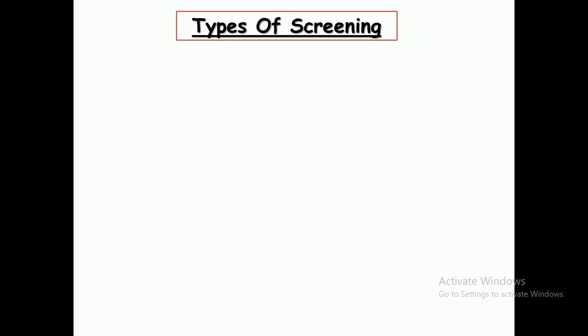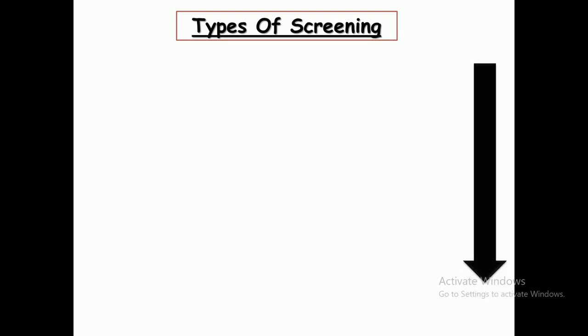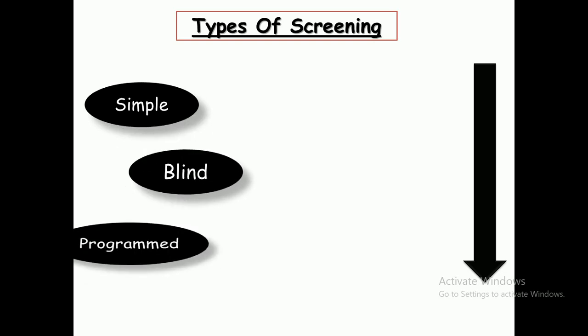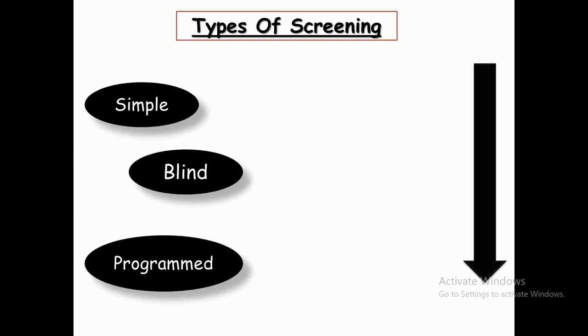Next is types of screening. This is again the next objective of this session. There are three types of screening: first is simple screening, then blind screening, and program screening. Okay, so simple screening, as it suggests, in case of simple screening a researcher only tries to find that particular substance's activity.